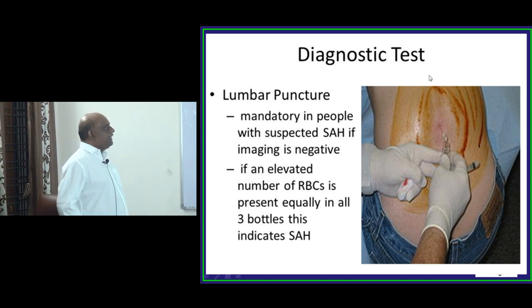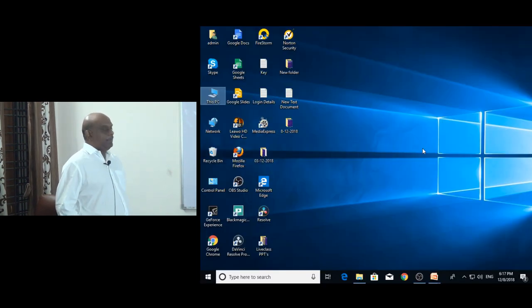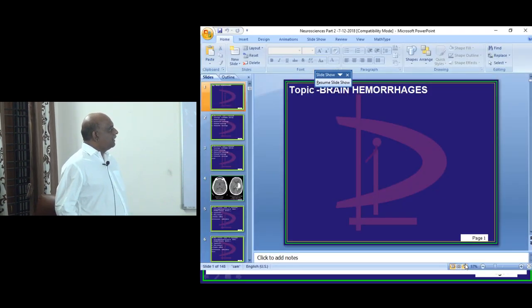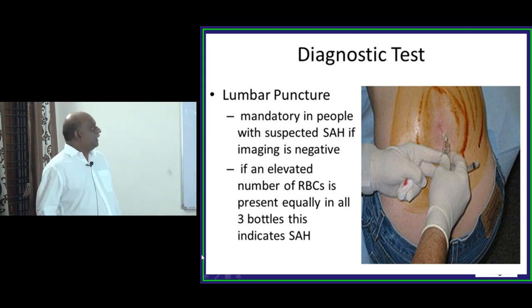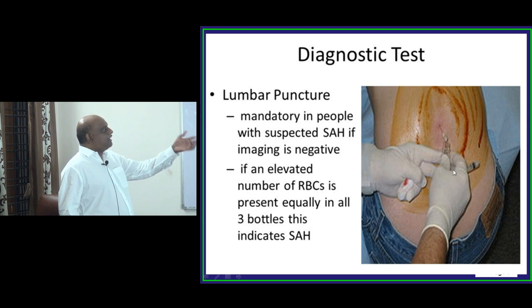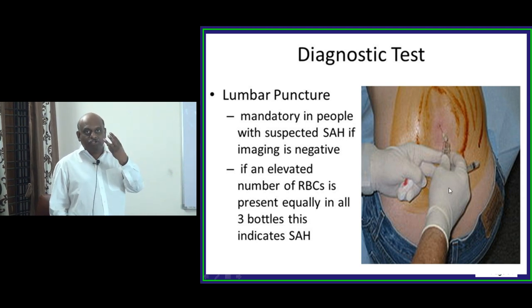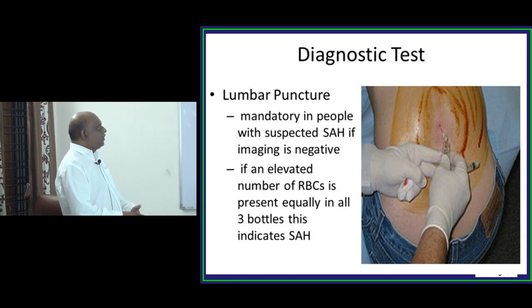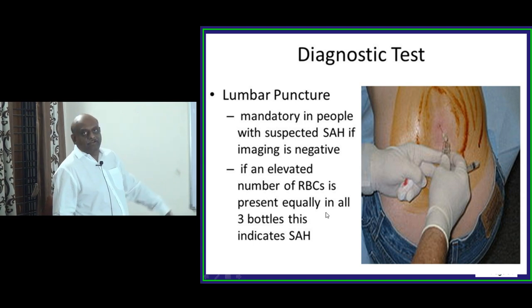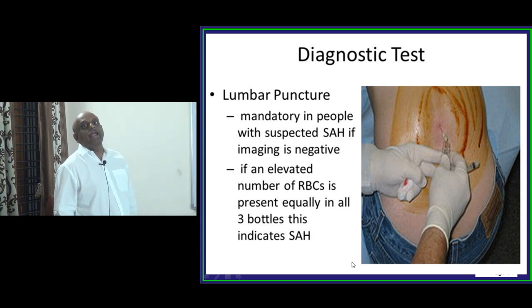So, if the imaging is negative, you need to do a lumbar puncture. It is mandatory in people with suspected subarachnoid hemorrhage. Now, if there are elevated RBCs, what do you do? You will take three tubes. In all three tubes, if the RBCs are present equally, then it indicates subarachnoid hemorrhage.